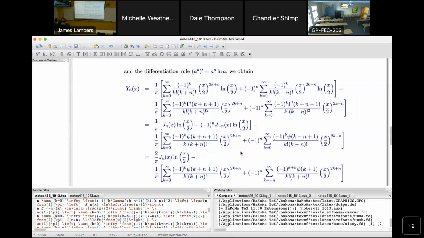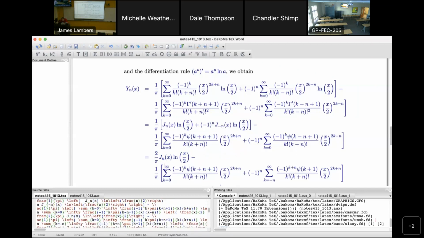And then, I don't do anything with this summation, but with this one, I do perform an index shift. What I do is decrease the starting value of k by n. So whenever you see k in here, I replace it with k plus n, and then simplify as much as possible. The reason it's helpful is, look at the powers of x over 2, they're now the same.